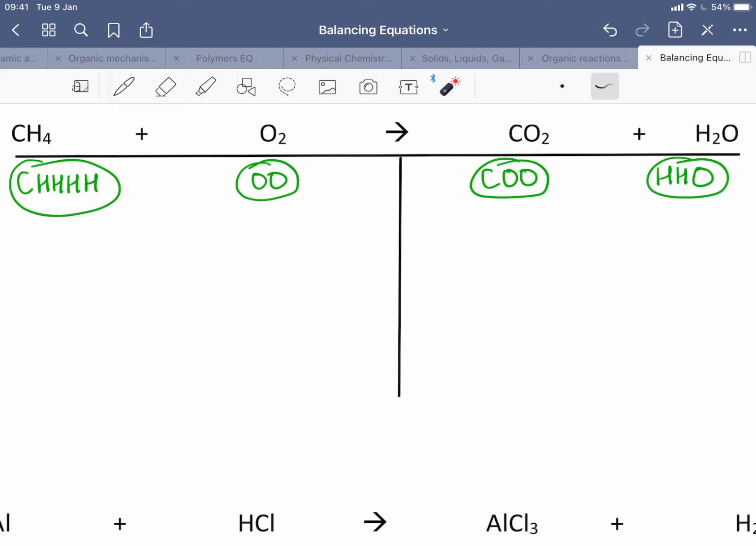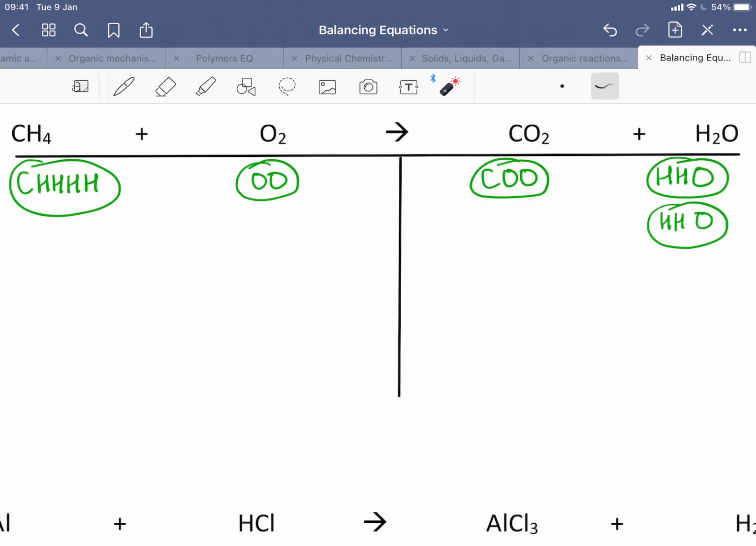So let's start with carbon, because it's the first element we've got here on the left. So we've got one carbon on the left and we've got one carbon on the right. Fantastic. We have 4 hydrogens on the left, but at the moment we only have 2 hydrogens on the right. So we're going to have to add another bubble that contains the hydrogens. So H2O. Okay, so 4 hydrogens, brilliant. Triple check, one carbon, brilliant.